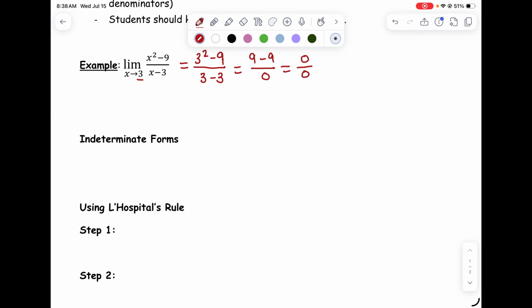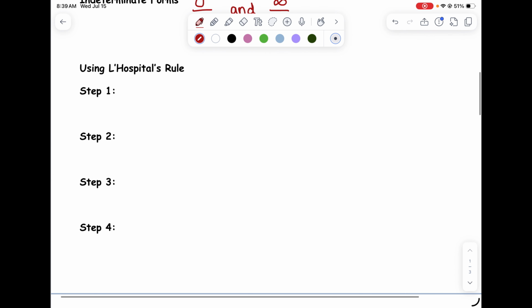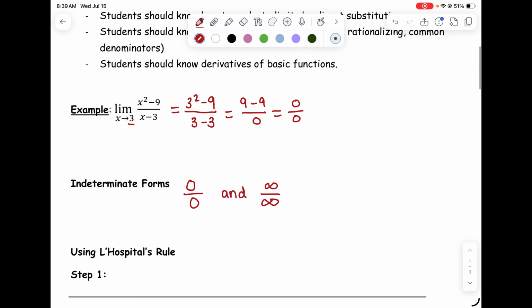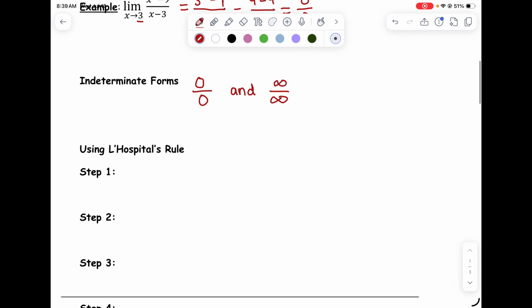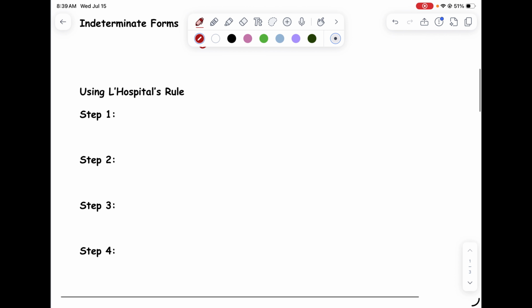So there are two indeterminate forms that allow us to use L'Hopital's rule, and those are 0 over 0 and infinity over infinity. If substitution gives you either of these two forms, we may use L'Hopital's rule. So let's go on to the steps of L'Hopital's rule, and we're going to use that original example up here to follow these steps. So step 1, which we already did, is substitute.